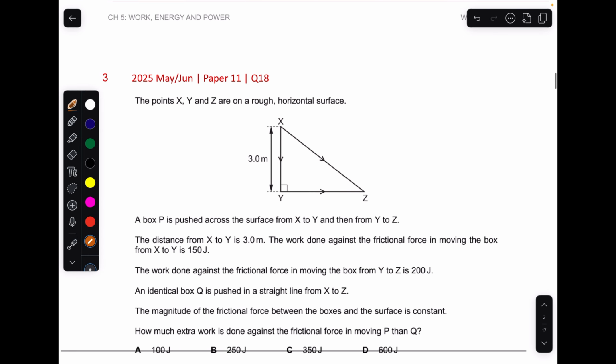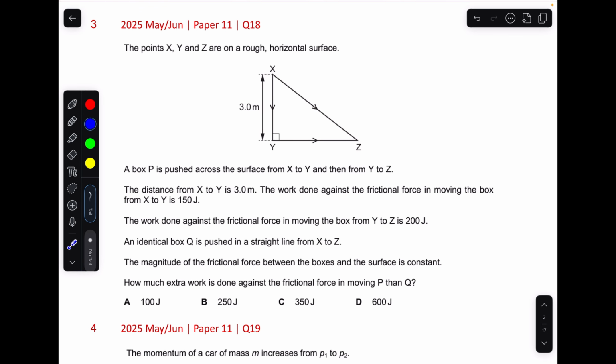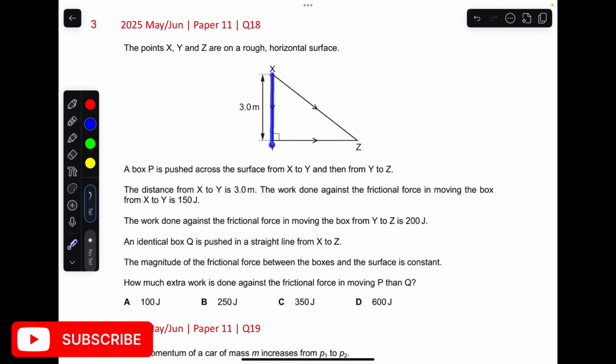In the next question, there are 3 points x, y, and z on a rough horizontal surface. It looks like it's at a vertical height, but it's not a vertical plane, it is a horizontal plane. All 3 points x, y, z are at the same height, on the ground. So you're not changing the height when you're moving from x to y or x to z. You are moving on the ground, on a horizontal plane.